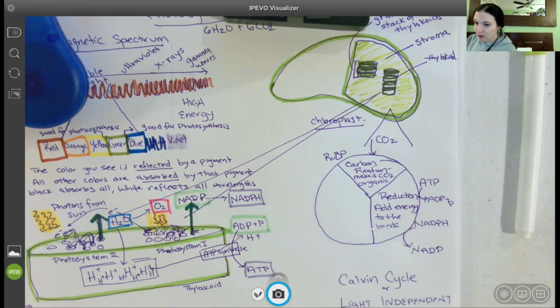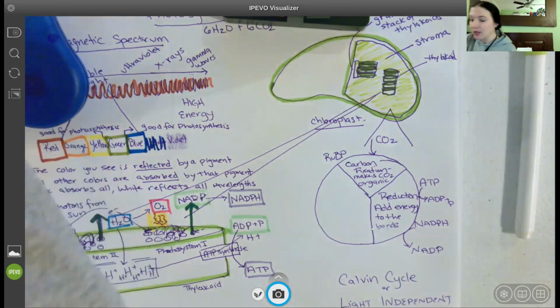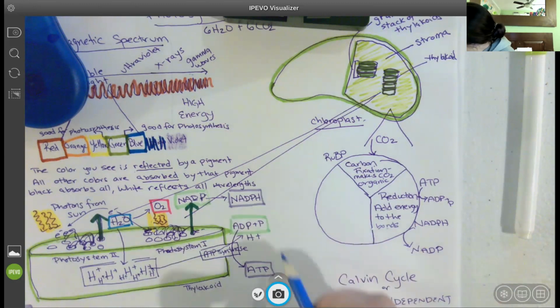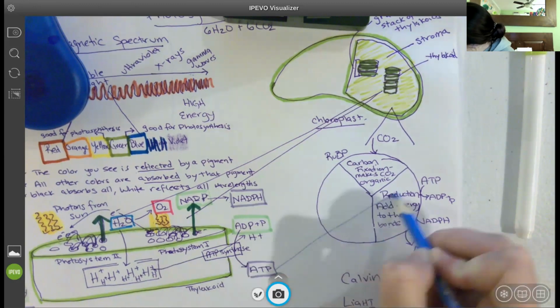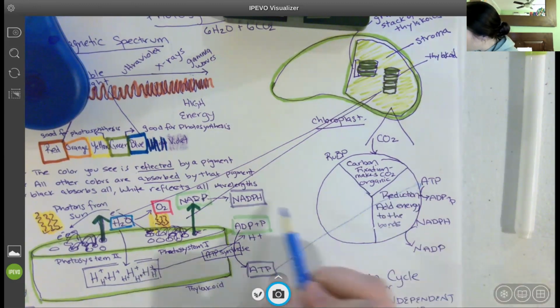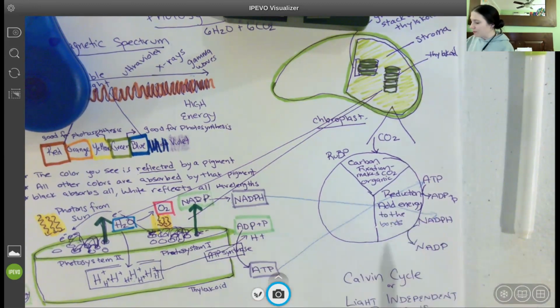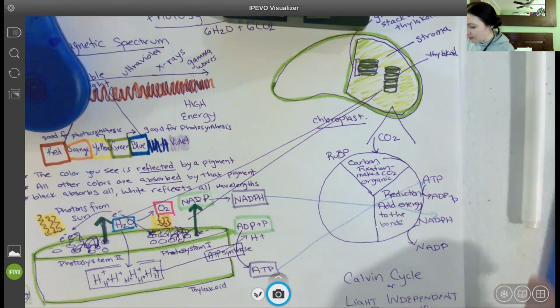Hopefully you're seeing that they're coming from over here. So the ATP is coming from there. The NADPH is coming from photosystem 1. That's where they come from. And so we'll answer where these intermediates go in a second.